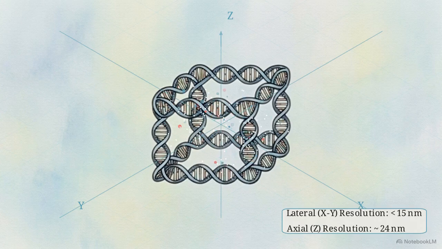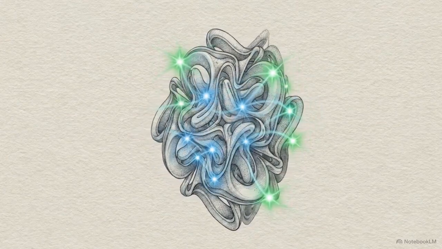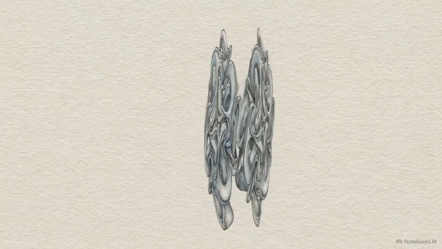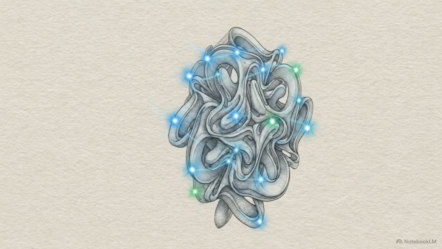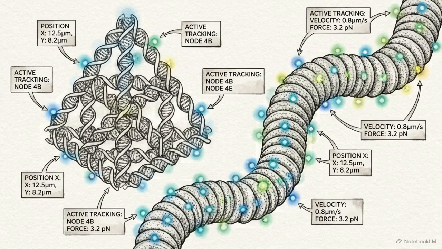This approach yields resolution under 15 nanometers laterally and 24 nanometers axially. This precision allows researchers to perform absolute quantification of binding sites on a nanostructure, counting exact protein copy numbers. DNA PAINT proves that we can resolve complex 3D architectures while simultaneously quantifying their kinetic interactions in real time.